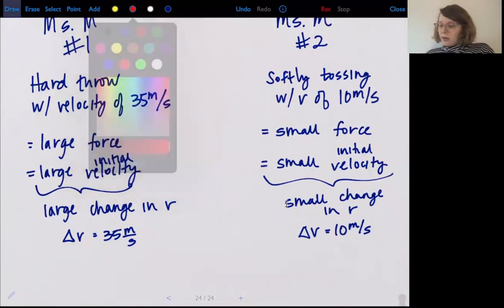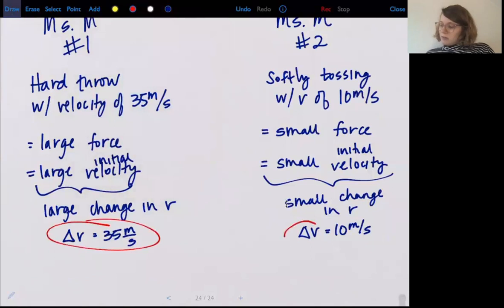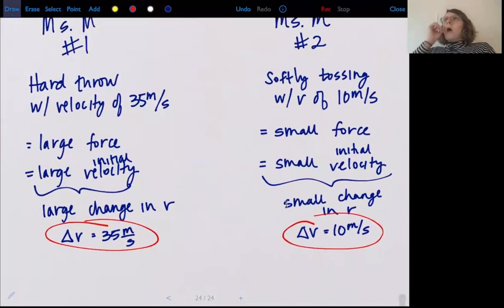Let's compare these two situations, these two changes in velocity, right? Which of these two has a greater acceleration? Is it Miss Montgomery number 1 throwing the ball super hard, or Miss Montgomery number 2 tossing the ball softly? First of all, this would be a negative acceleration, right? We're slowing down, but that doesn't matter. Remember, acceleration is just change in velocity. We don't care if we're slowing down, speeding up, whatever.